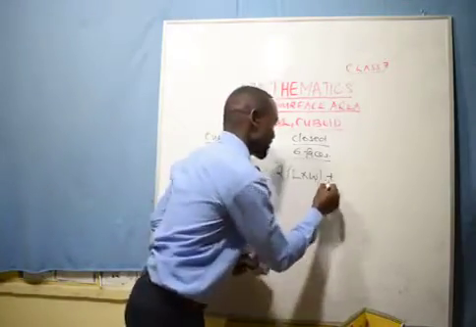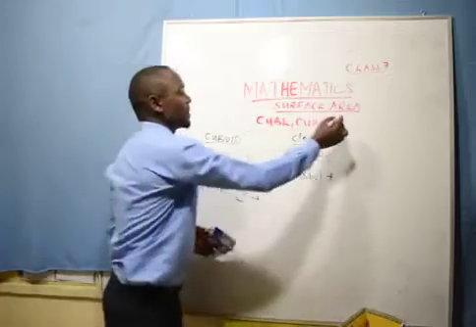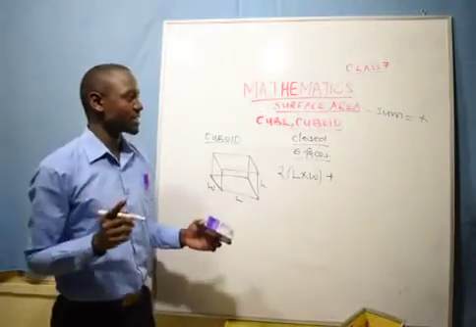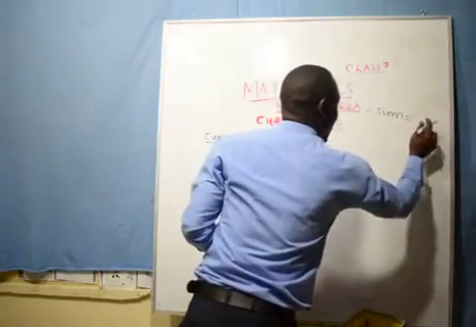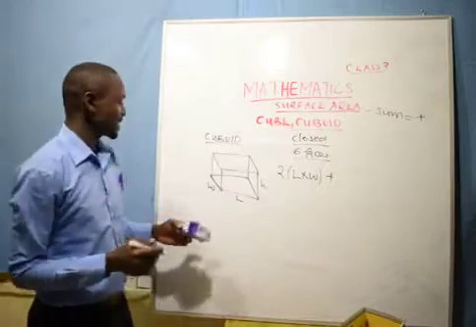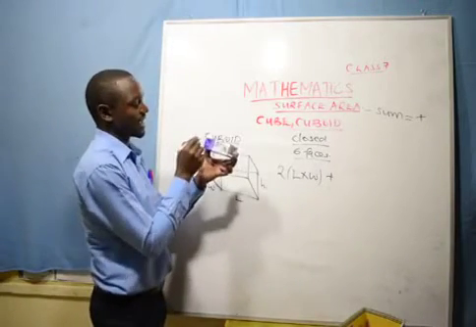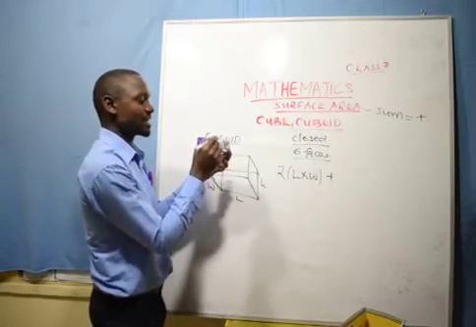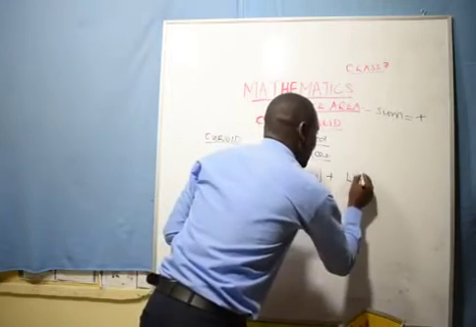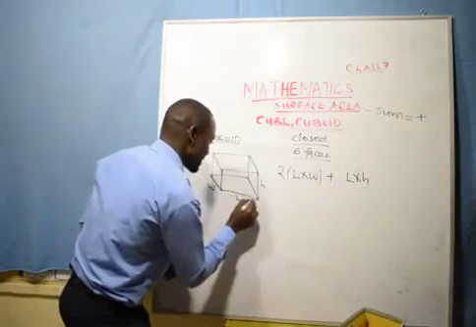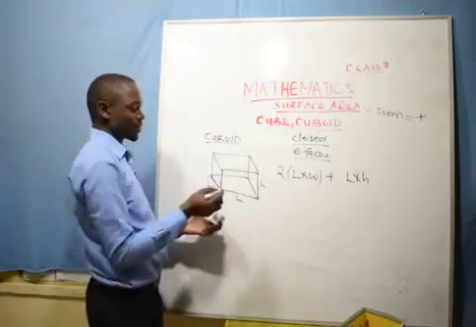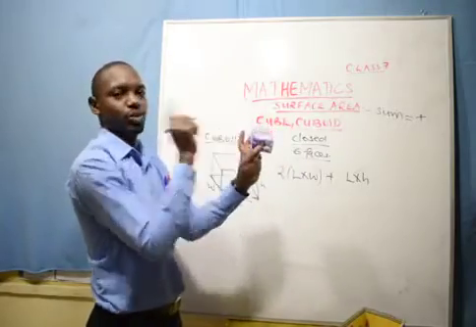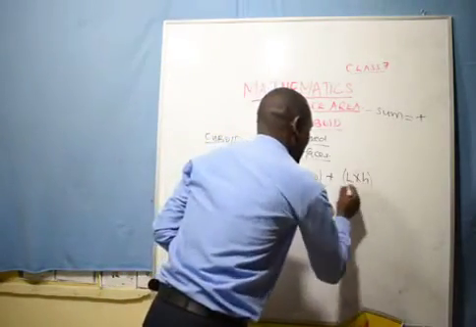Then we go to the next face, plus. Remember, we are getting the sum. Sum means addition. So plus, we go to the other face, this face here. This is the height of the cuboid. So it is length times height. This face here, length times height, and because they are two, this face and another face here, that is length times height times 2.